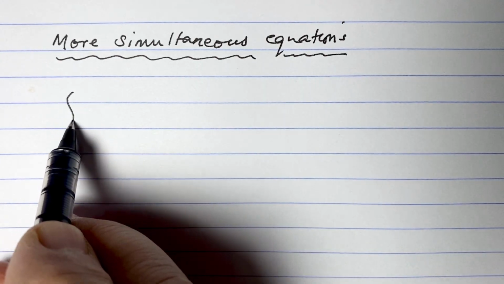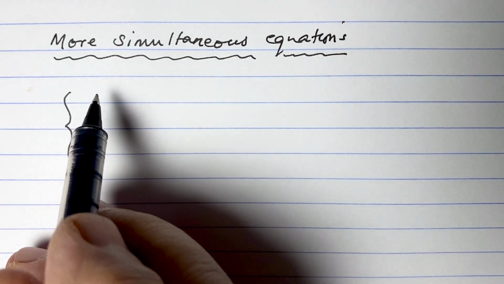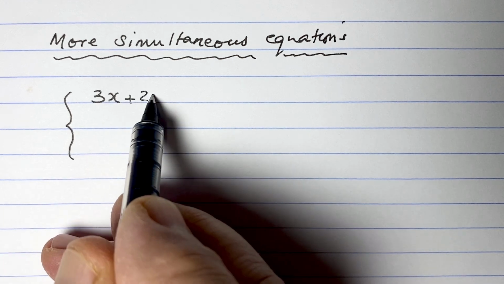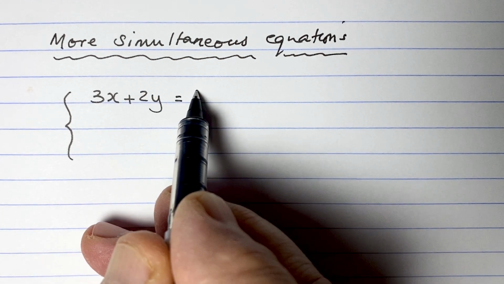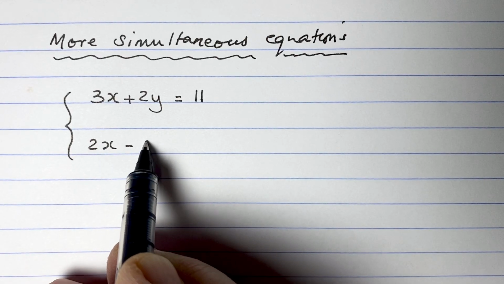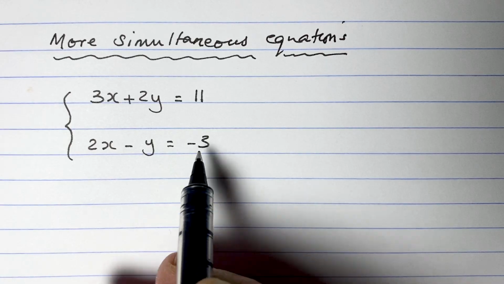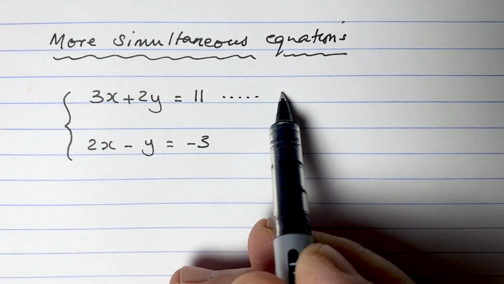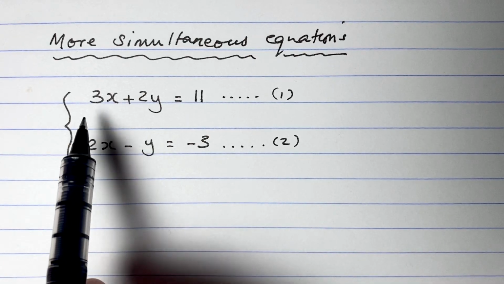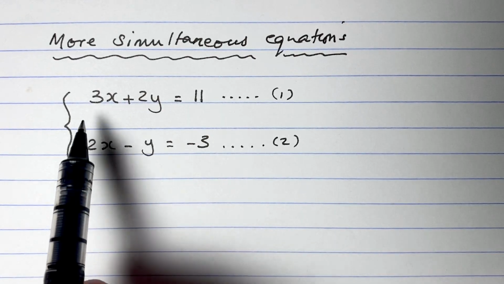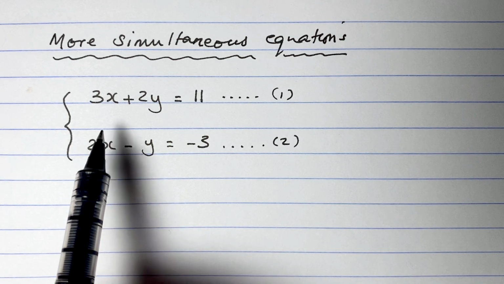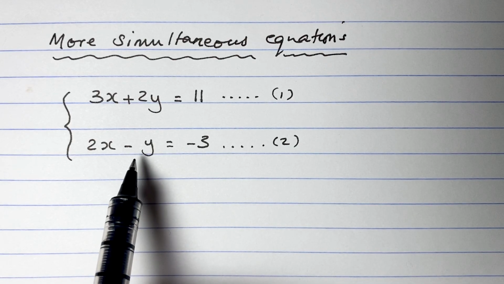For example, the first question: we have 3x plus 2y equals 11, and 2x minus y equals minus 3. Equation 1, equation 2. As you can see, neither x nor y has the same coefficient. 3x here, 2x here, 2y here, minus 1y here.